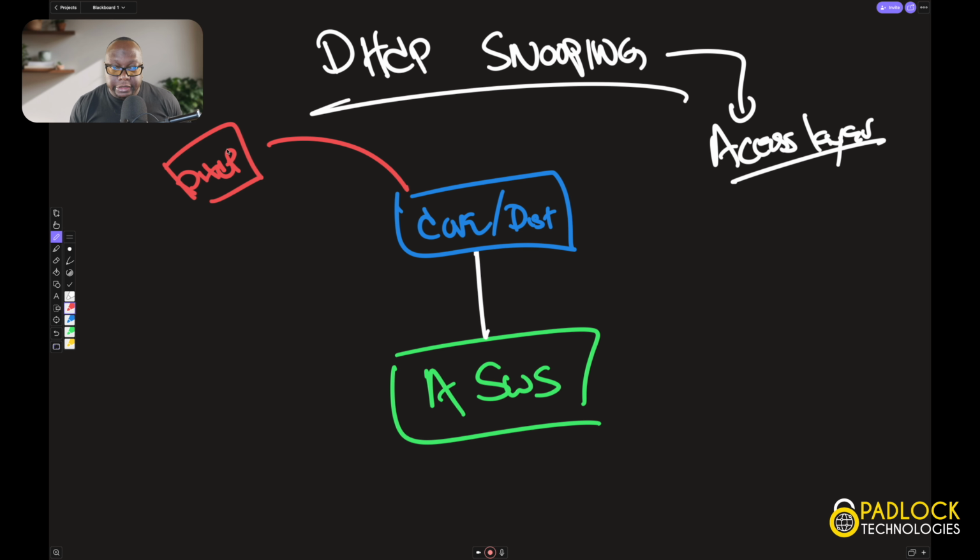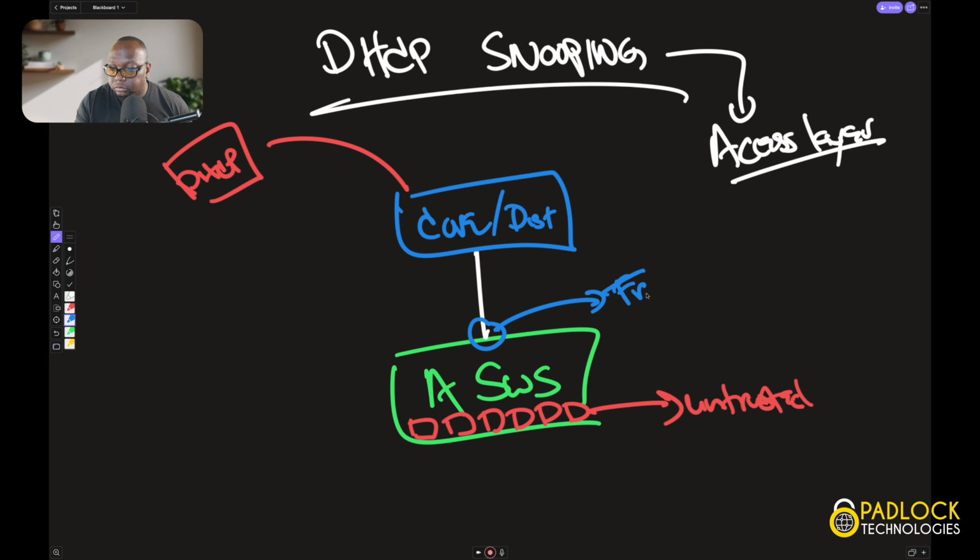So the point of DHCP snooping is that at the access layer, all the ports will be untrusted. These will be untrusted ports. And then your upstream port is going to be trusted. Now, what does that do? Well, what that prevents is a rogue DHCP server.